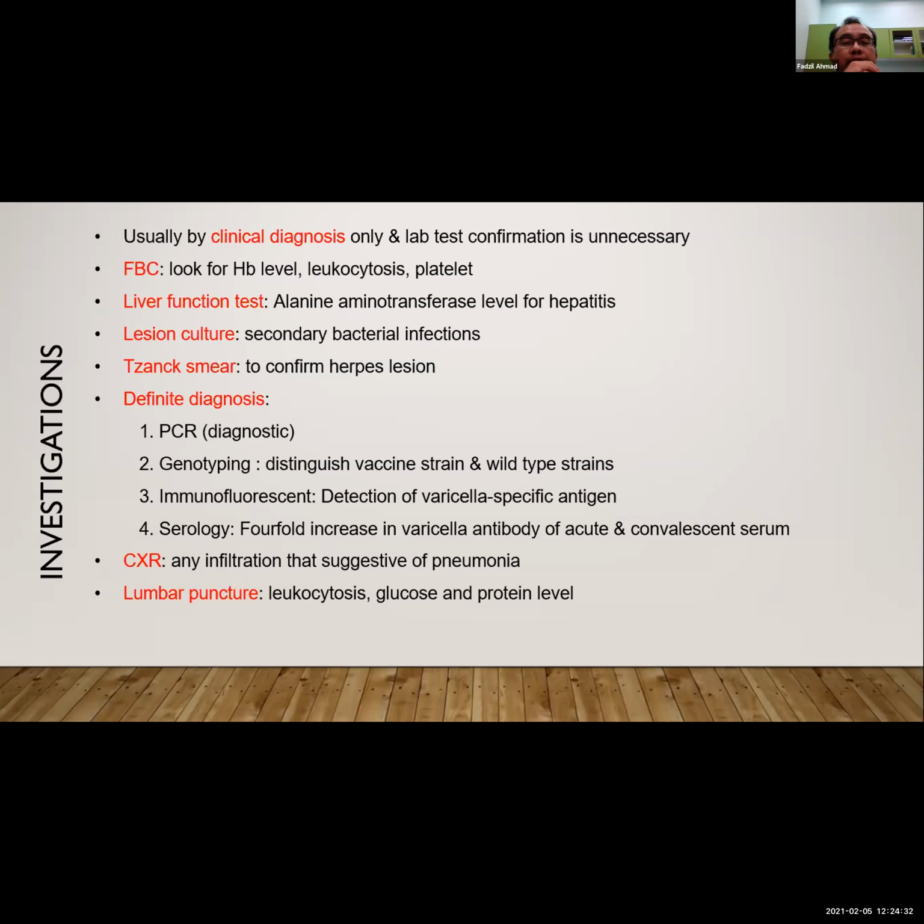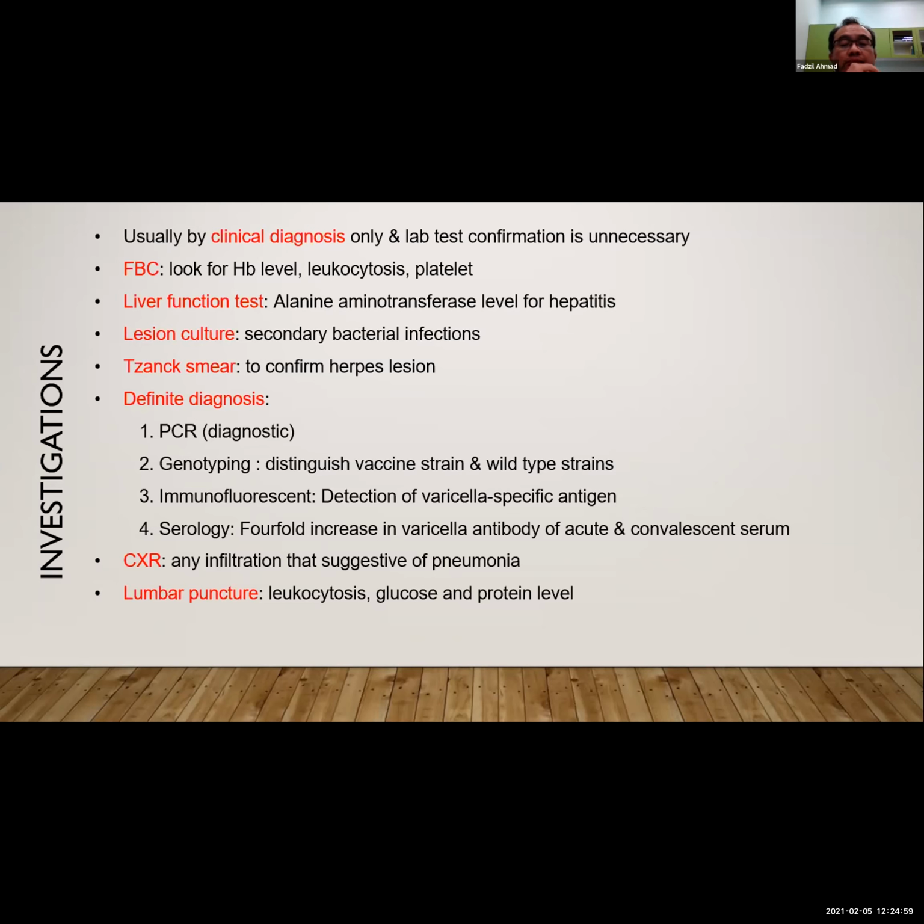For investigation, usually we diagnose chickenpox via clinical diagnosis and we rarely need lab test confirmation. But if we suspect complication, then we can take full blood count, look for hemoglobin level, platelet, and then the white blood cell count. If it has neutrophilia, then it can suggest secondary bacterial infection, and then high lymphocyte suggests viral infection. And then for liver function test, increased ALT can suggest hepatitis complication.